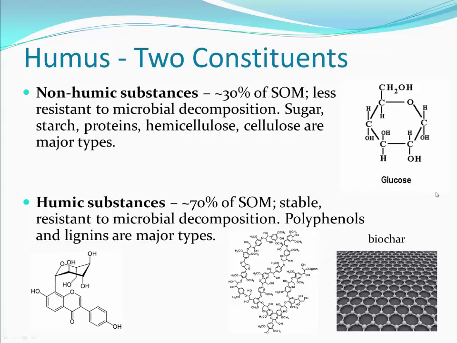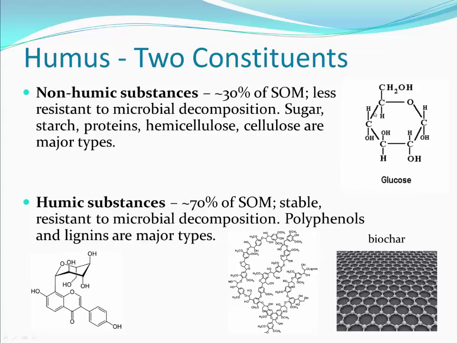All right. Well, humus is really two major components or constituents. So we have non-humic substances and humic substances, and let's take a look at the structure of this material. The non-humic substances make up about 30%. These are the ones that are not very resistant to decomposition. So sugars, starch, proteins, cellulose types. That was numbers 1 through 5 on the previous chart.